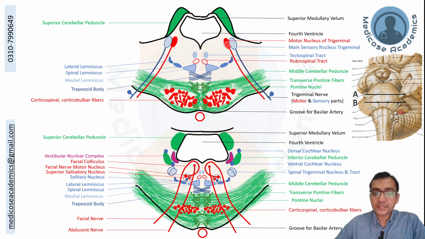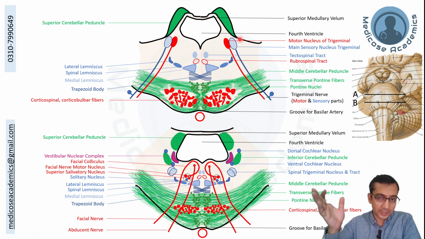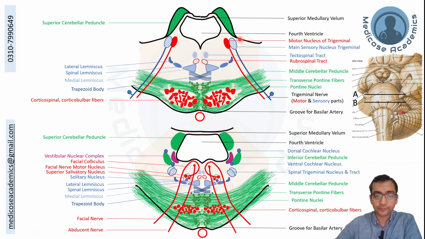So medially you can see the main motor nucleus. It supplies all the muscles of mastication. The two muscles that are present here are the anterior belly of digastric and mylohyoid, and the two muscles that have the name tensor in them, the tensor veli palatini and tensor tympani. And the main sensory nucleus receives the discriminatory sensations, two-point discrimination and texture, from the ipsilateral head and neck. And then there is the spinal trigeminal nucleus. I discussed it a little more in the medulla oblongata cross-section lecture. You can refer to that.